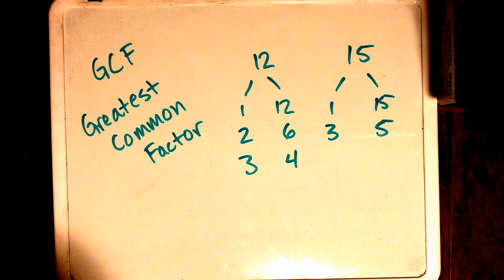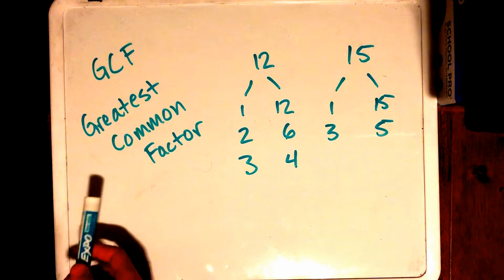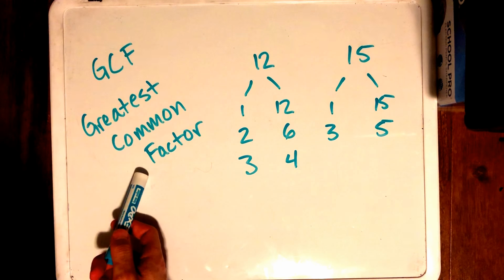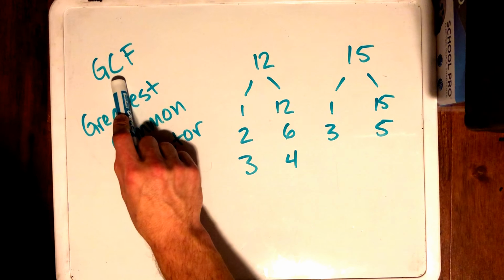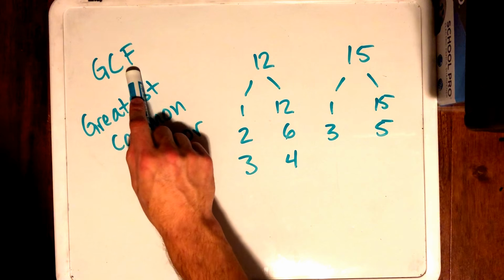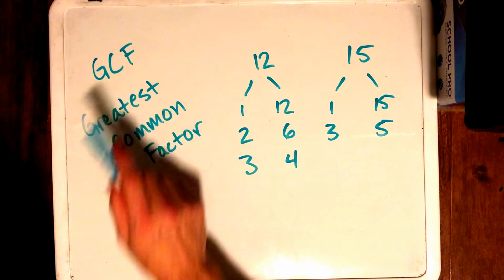Today we're going to be talking about some greatest common factor and also difference of squares. The first thing that we want to talk about here is, like I said, greatest common factor. Normally it is abbreviated as GCF, so if you hear me talking about find the GCF of something, that means find the greatest common factor.